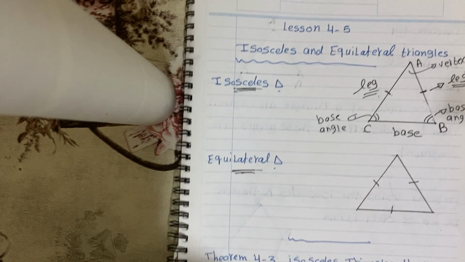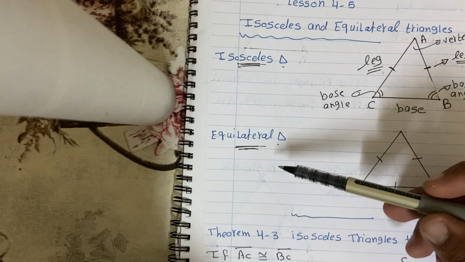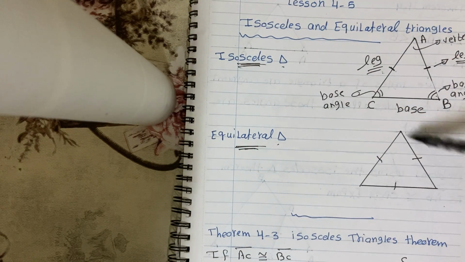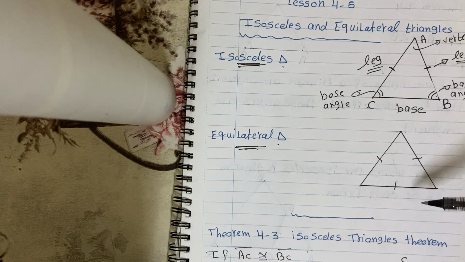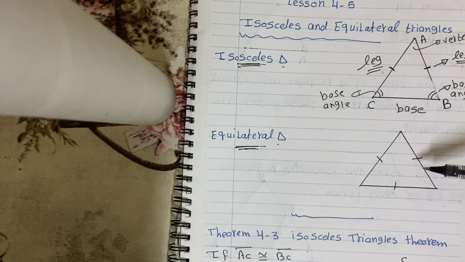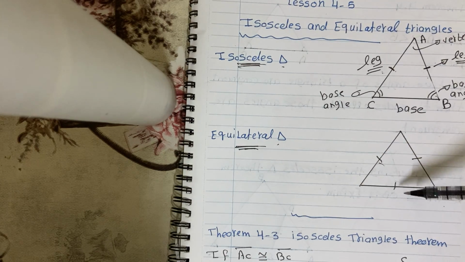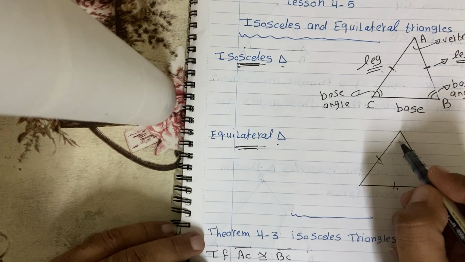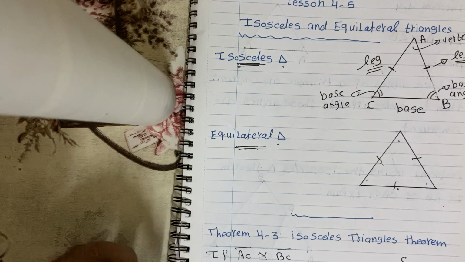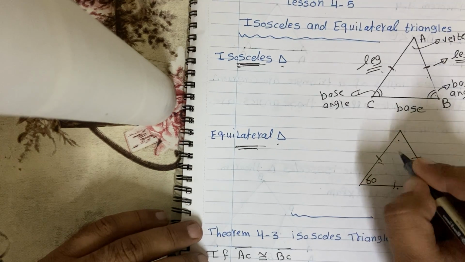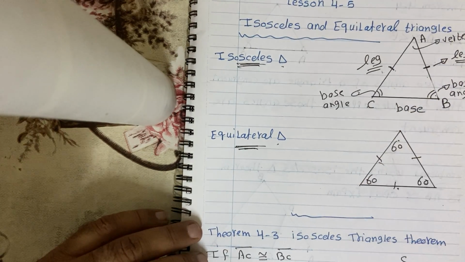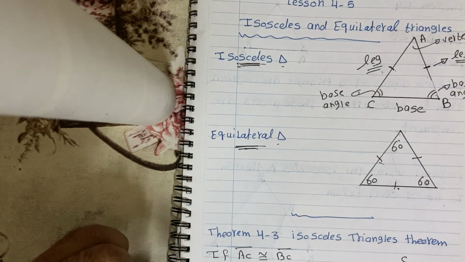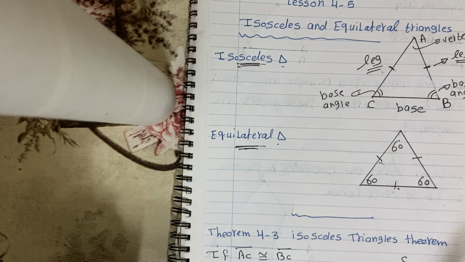What about the equilateral triangle? In an equilateral triangle, the three sides are equal in length, like that. This side equals this side equals this side. And also in the equilateral triangle, the three angles are equal in measure. Each one will be 60 degrees. So in the equilateral triangle, each angle inside it is 60 degrees.